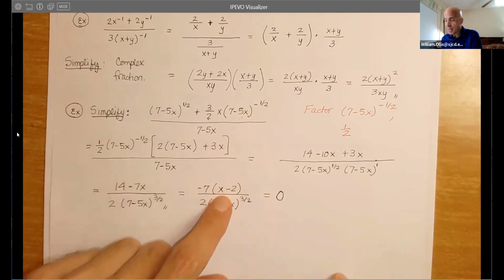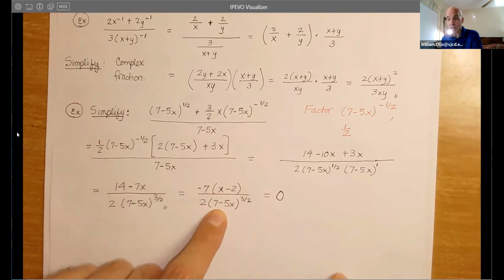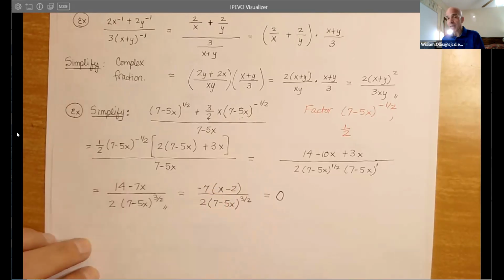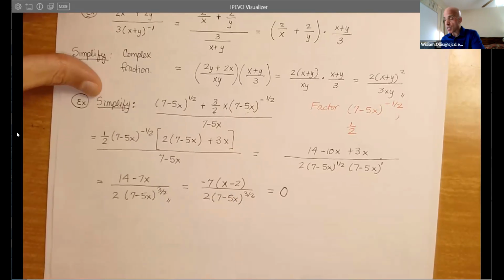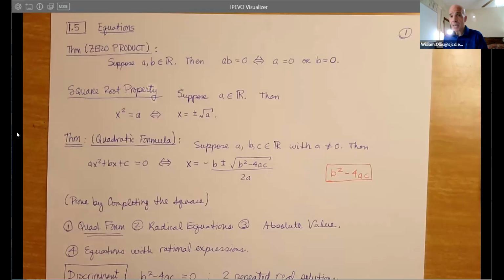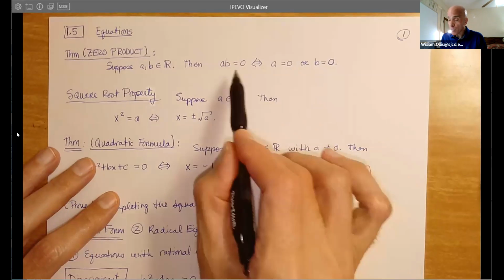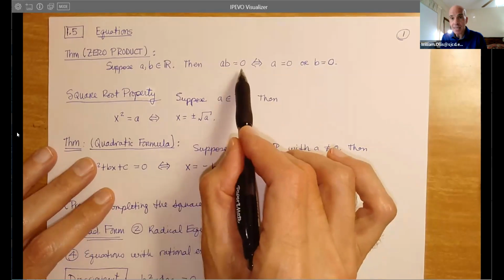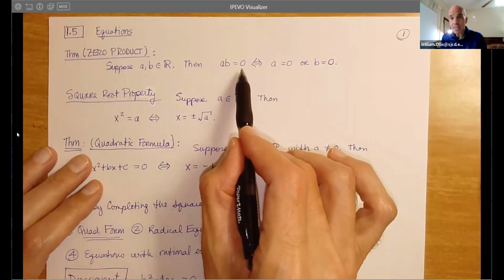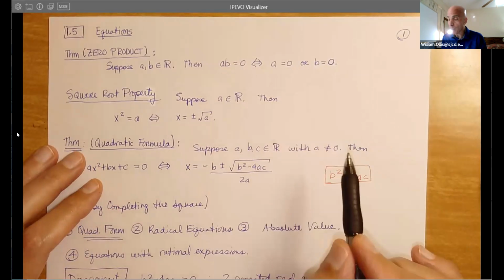So what we can see here is that when x is equal to 2, this is actually 0, and that gives us no problem in the denominator. So there are modifications that we'll have to do with the zero product law. But what we're seeing is that if we have factors that are multiplied and the actual product is set equal to 0, then we can use this law to move the problem forward.